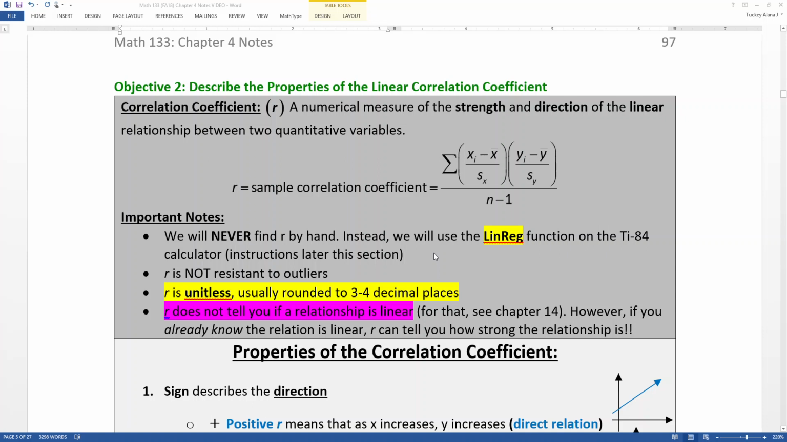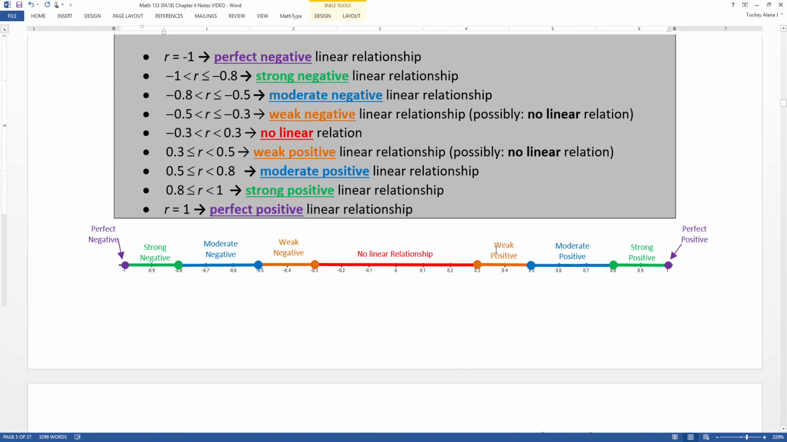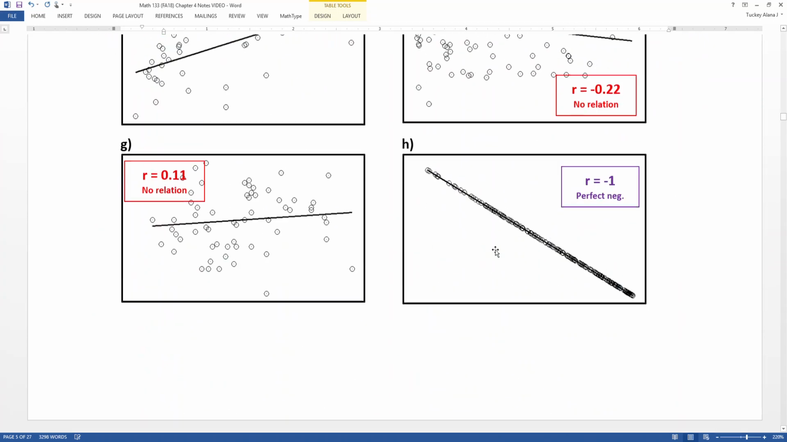So we've learned that the correlation coefficient can gauge the strength and direction of linear relationships, but we kind of breezed by something that we need to look at again, which is that we're never going to find this by hand. Instead, we're going to use the calculator to find our value for us when we're given a data set. Obviously, if we're not given a data set, if we're just asked to gauge it from a matching problem, then that's something different, like we just did on the last example.